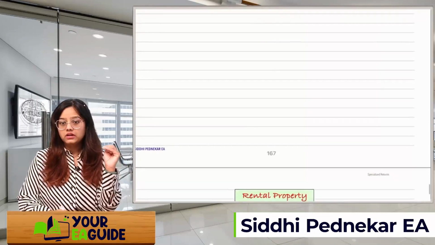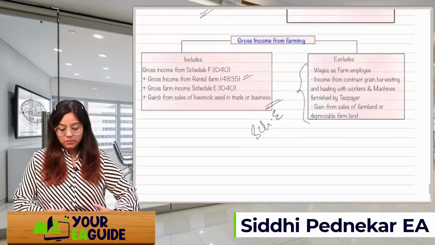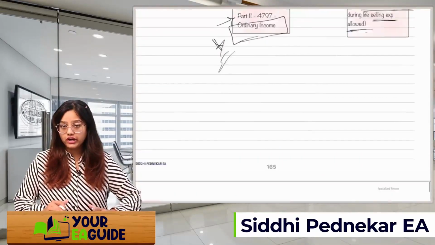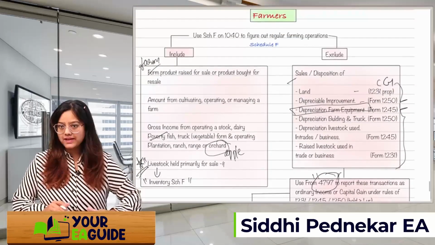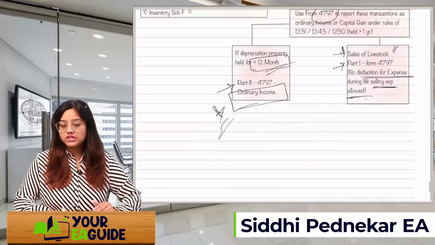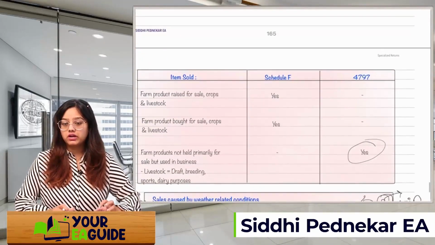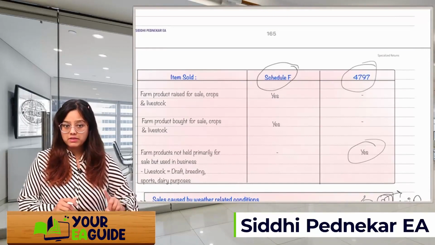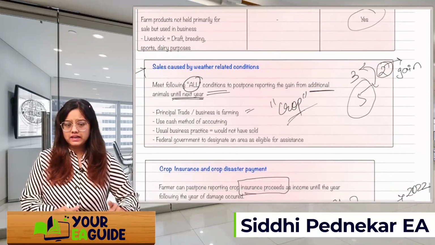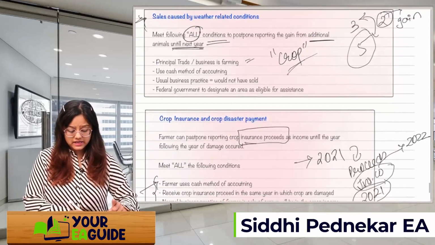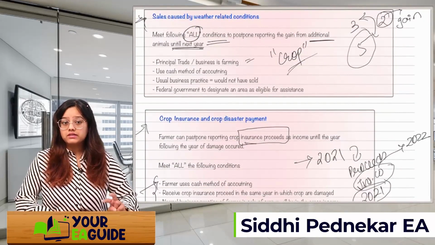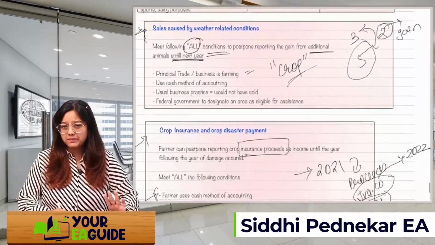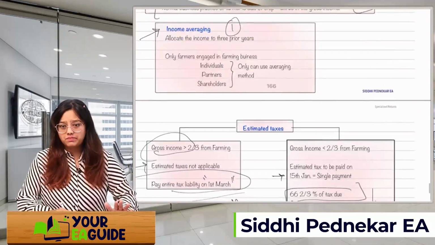Okay. So that's it for the farming income. In farming, don't forget to solve MCQs. They are very simple. You will just have the calculation of whatever the gain is, whether it will be shown on Schedule F or on 4797. This type of MCQ will come. Second, the sales of cattle and sales of crop proceeds. From this, there can be one question. Okay, so a total of 3 questions might be there in the farming chapter.